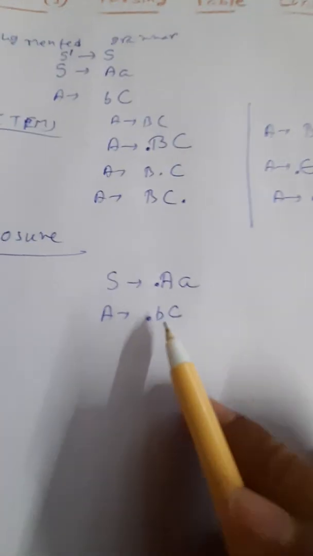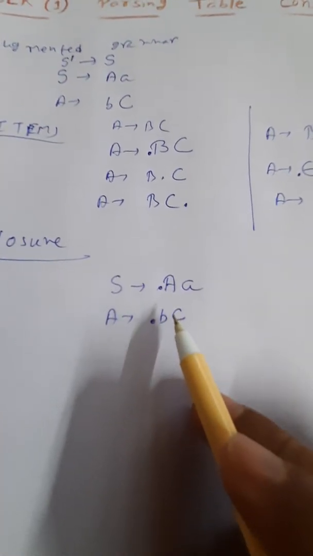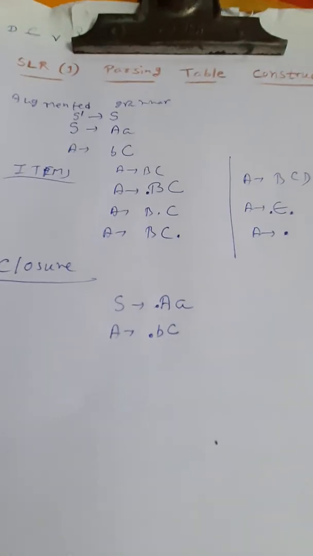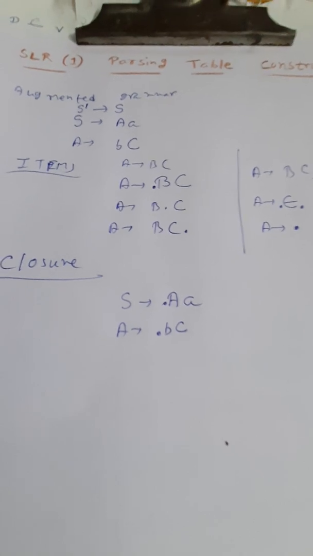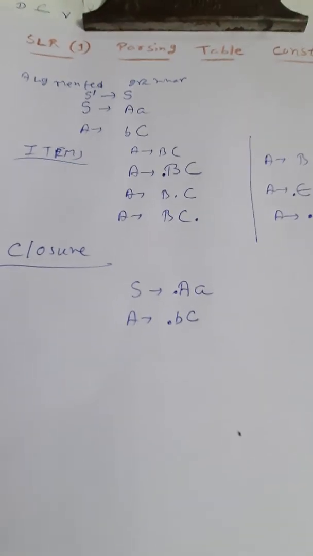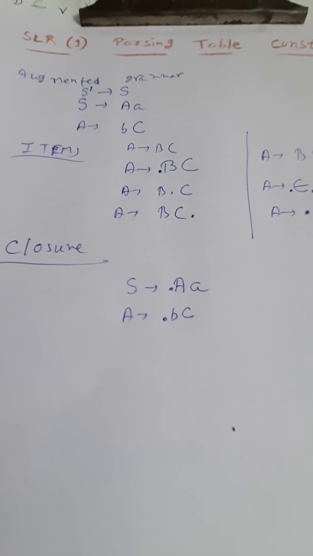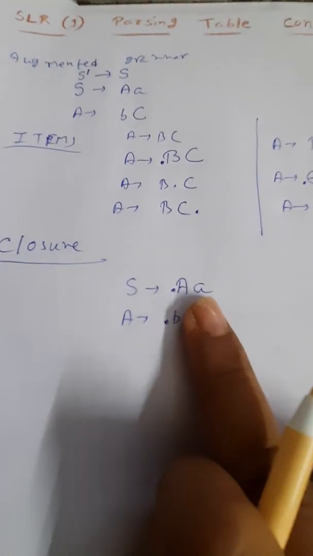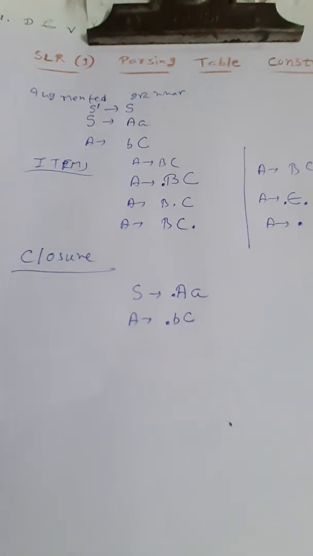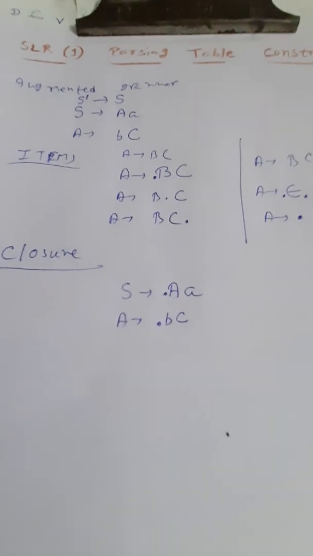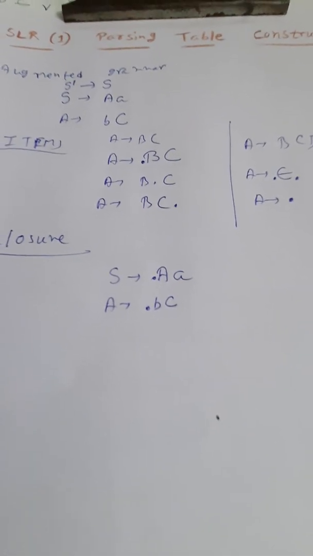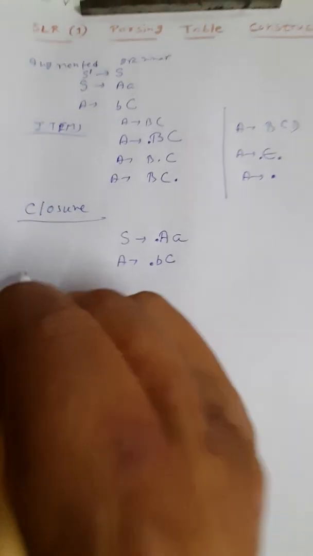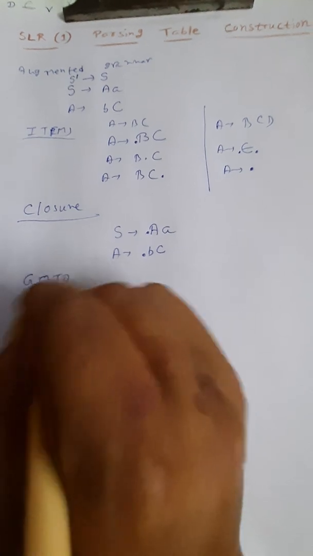Now suppose here instead of small b there was capital B, and there was a rule like capital B produces something. Then we have to add that one also, and continue like this. So this is the basic concept of closure. Another thing: the closure set can't be empty. Why? Because the rule for which you are making the closure has to be added, so at least one rule should be in the closure set. Means the closure set cannot be empty. Next one is goto. What's goto?